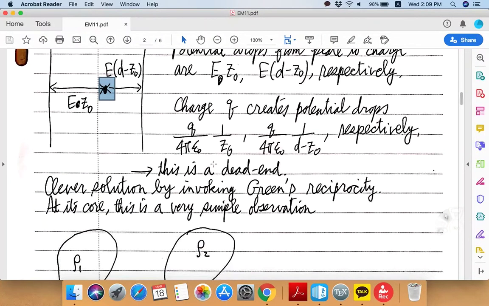So I struggled with this idea for about an hour. And then I had to admit that this is really a dead end and nothing in the way of progress can be made along this line of thinking.